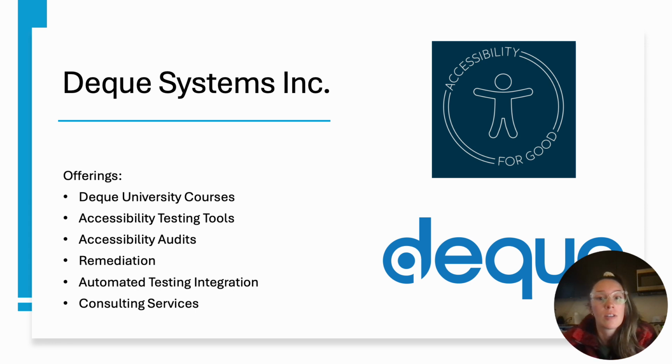Deque is a digital accessibility company and is the leader in the digital accessibility space. Tools like Google Lighthouse use their accessibility code. They provide software tools, services, and training to help organizations ensure their websites and mobile applications are accessible to all users, including those with disabilities.